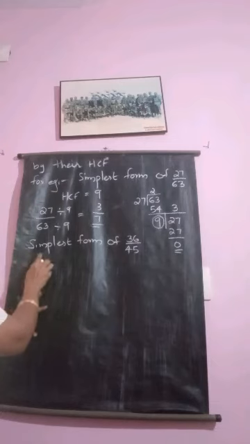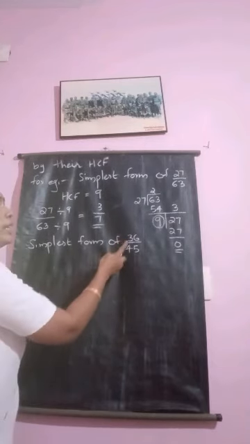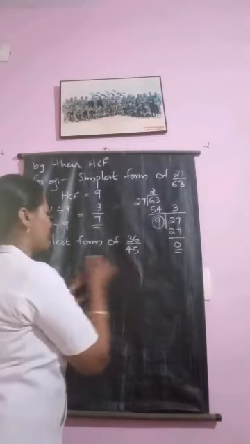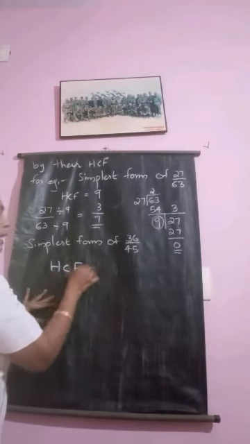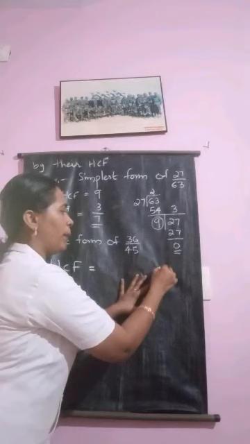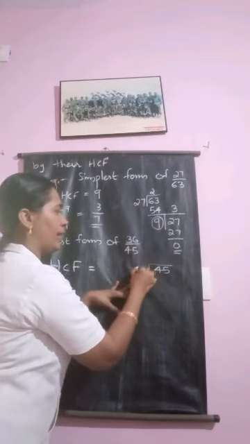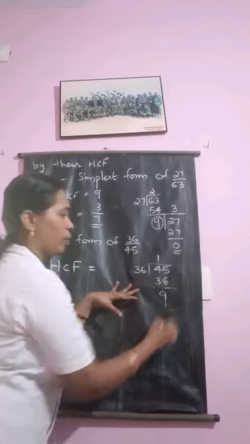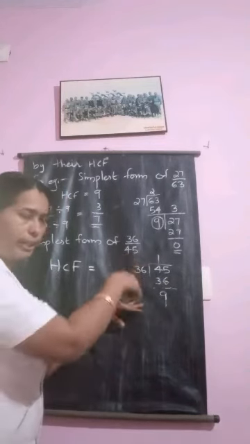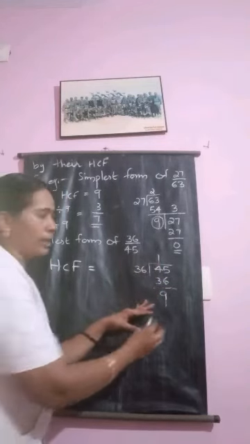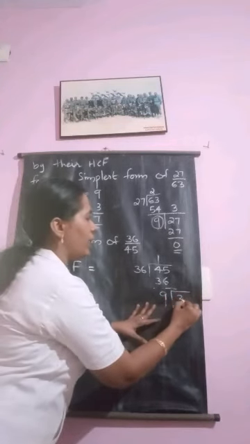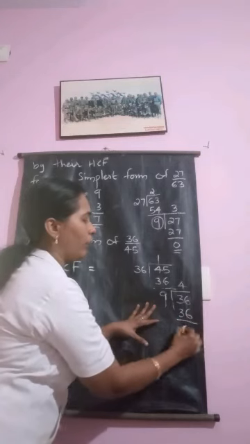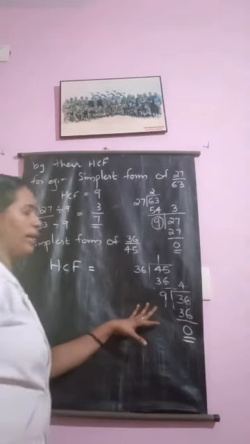Similarly, one more example. Simplest form of 36 by 45. Same method. First of all, we have to find out the HCF of these two. Let me take 45 as dividend, 36 as divisor. How many times is it possible? Only one time. After subtraction 9 comes. Again like the previous one, 36 inside 9. How many times possible? Exactly 4 times and we got the remainder as 0.